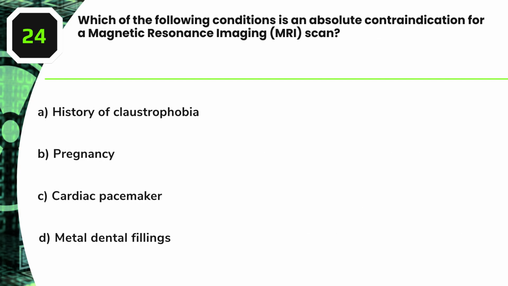Question 24. Which of the following conditions is an absolute contraindication for a magnetic resonance imaging (MRI) scan? A. History of claustrophobia. B. Pregnancy. C. Cardiac pacemaker. D. Metal dental fillings.